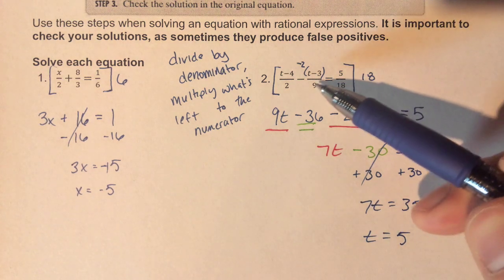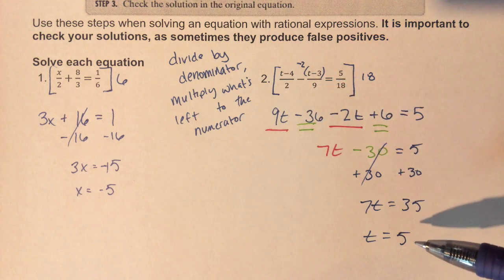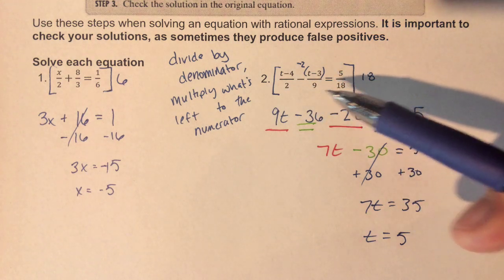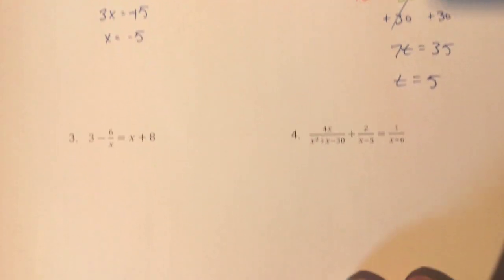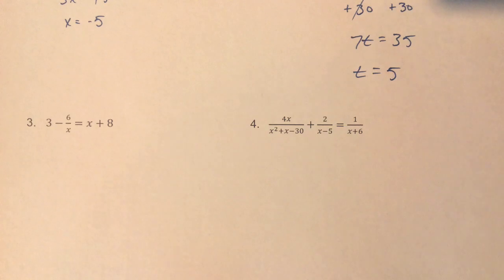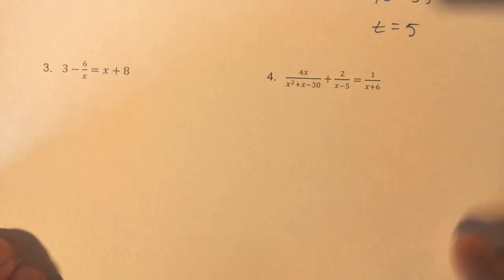Again, there's no variable in the denominator, so whatever answer I get is going to be fine. We just can't have 0 in the denominator for our final answer. So we'll move on and look at numbers 3 and 4 there.